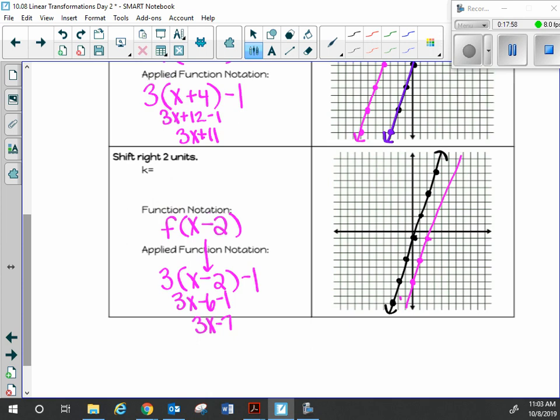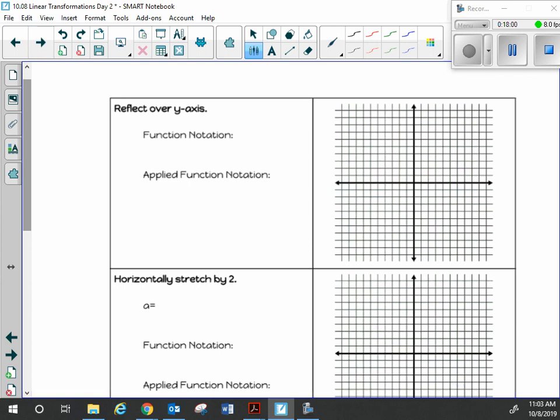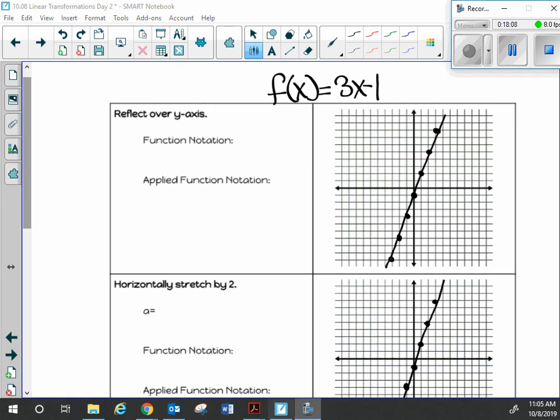Okay. Flip it on over. We've got to graph 3x minus 1 a few more times. I'm going to reflect over the y-axis. So I'm flipping over the y-axis. What's changing? X-intercept and slope. Does the y-intercept change? No. So my function rule for this would be f of negative x.